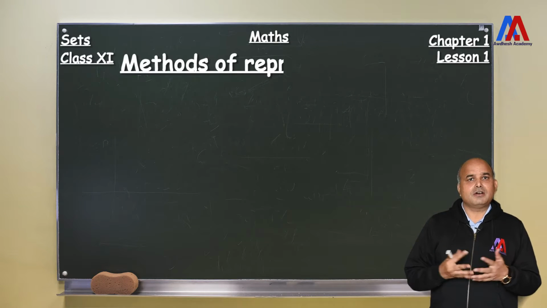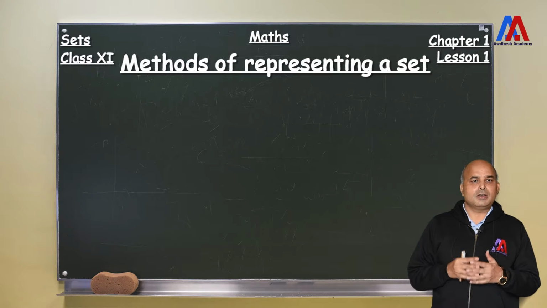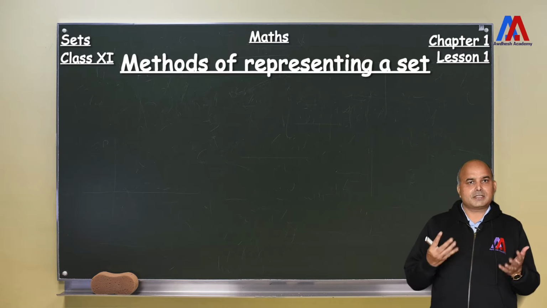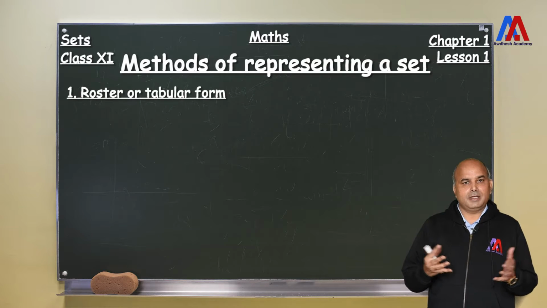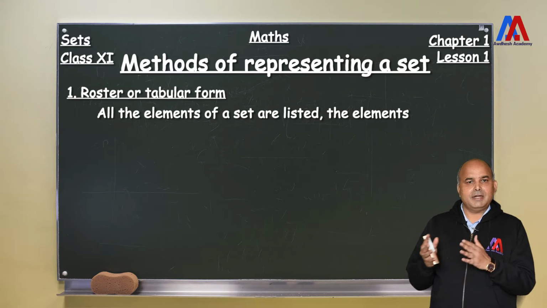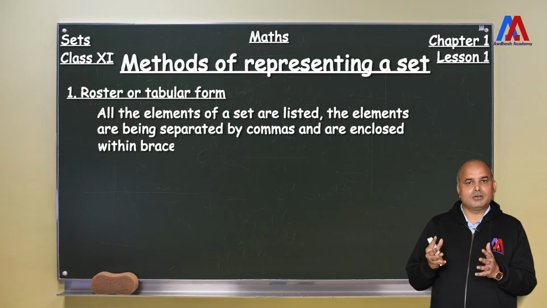Now there are two methods of representing a set. The first method is called roster or tabular form and the second is called set builder form. Let us first understand what roster form is. In the roster form, all the elements of a set are listed, separated by commas and enclosed in brackets.